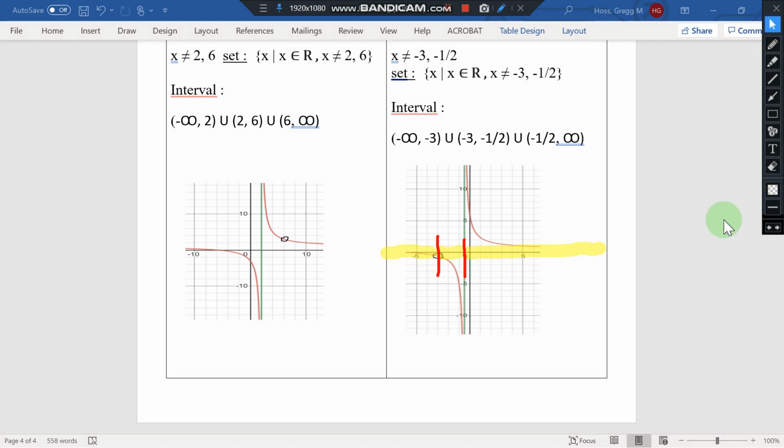And that's it. That's how you do it. I hope this has made sense to you. If not, I'm sure your teacher can fill in any blanks or clarify a little further.